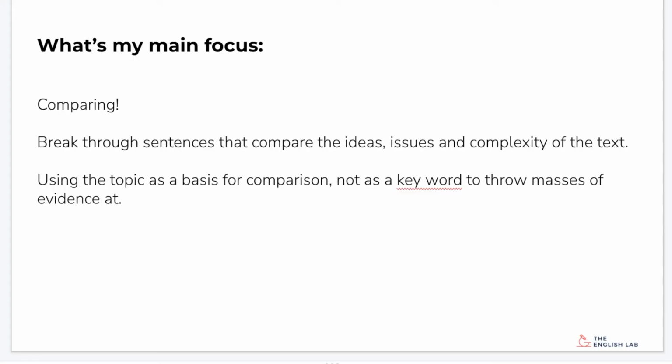The more effective pieces are the ones that are moving towards comparison all the time and consistently finding differences and similarities and ways that they can examine the texts in response to the topic, not just putting down a whole bunch of evidence. So your main focus is to have those breakthrough sentences that compare ideas, issues, and complexities of the texts. You're using the topic as a basis for comparison, not as a keyword just to throw masses of evidence at.